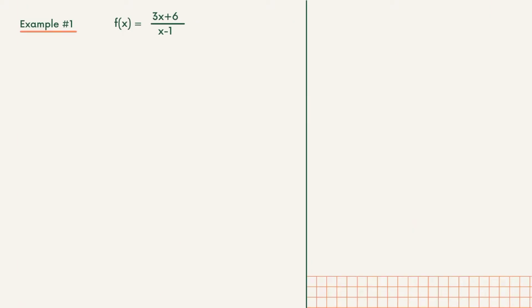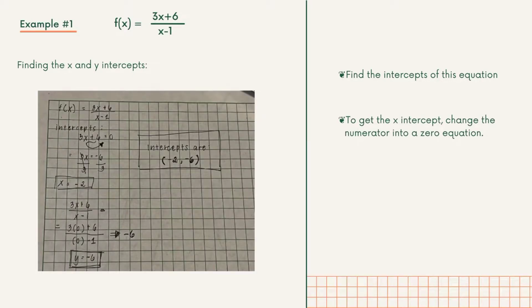Example number 1. f of x equals 3x plus 6 over x minus 1. Find the intercepts of this equation. Finding the x and y intercepts. To get the x-intercept, set the numerator equal to 0. For the y-intercept, substitute 0 for x.